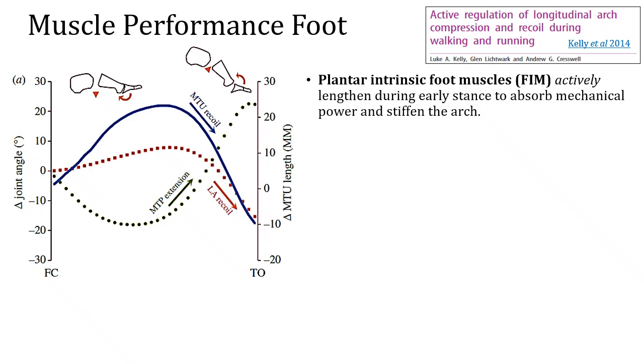And then we see three lines. The MTP extension is shown in the dark dotted line, the red dotted line is the longitudinal axis, and the black solid line is the muscle tendinous unit and how it recoils. So we can see that as soon as the heel hits the ground, the MTP joint as well as the longitudinal axis go through a joint excursion. Specifically, the longitudinal axis essentially extends and then recoils, as you can see in that somewhat inverted U shape. The MTP joint does the opposite. It initially extends and then it flexes, and then it will extend again as it pushes off.